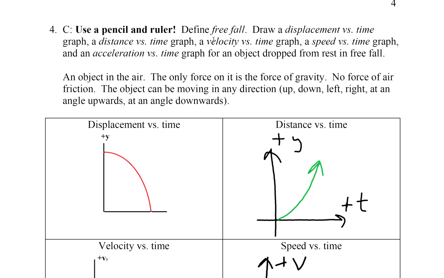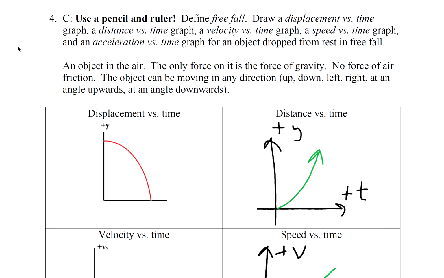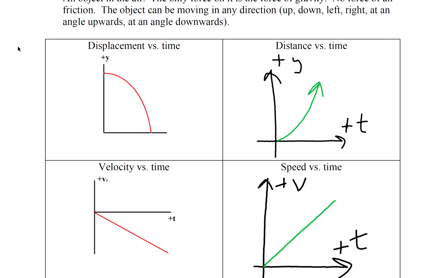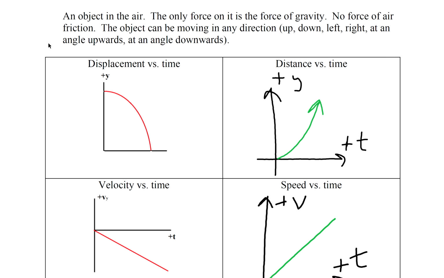Many people think free fall means that you just drop it from rest. That's not true. You could throw an object up at an angle. And as long as there's only the force of gravity, no force of friction, it's in free fall. So this is what a displacement versus time graph looks like in free fall. You see the slope increases as time increases. That means the velocity increases.